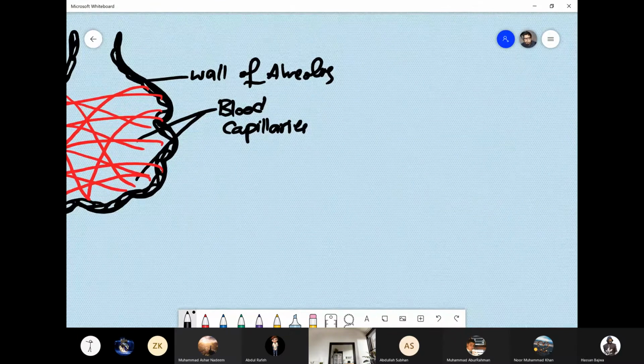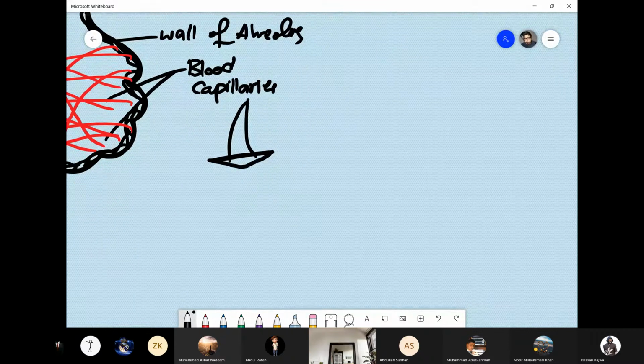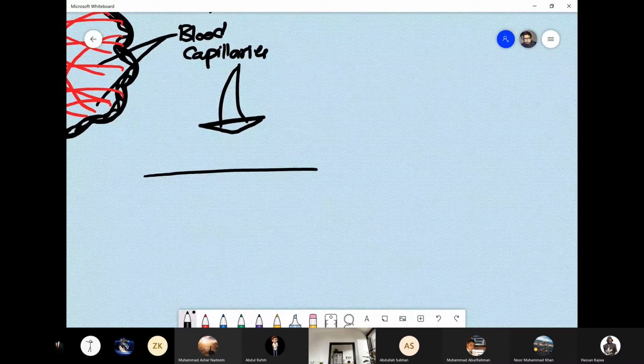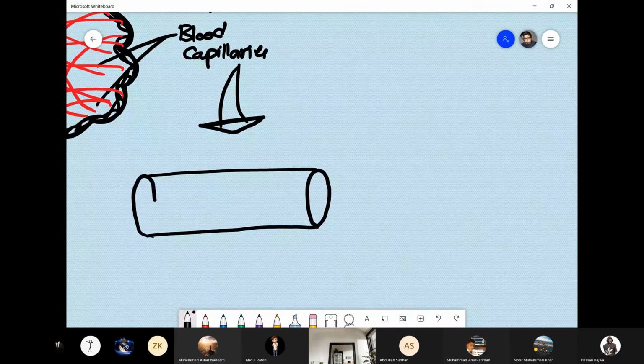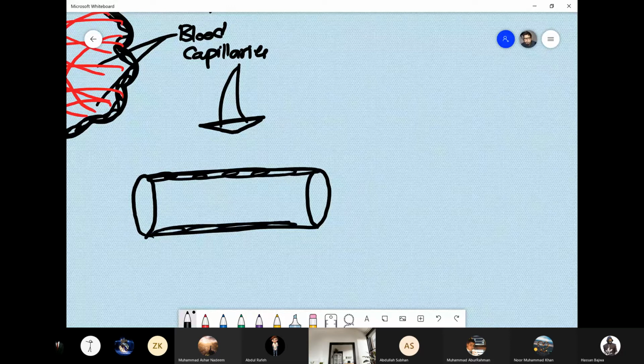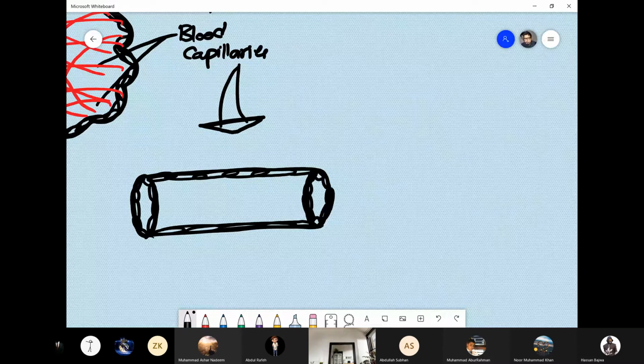Now, I have taught you in the circulatory system chapter that the blood capillaries are also just one cell thick. So if I draw the diagram of one blood capillary, even the blood capillaries are just one cell thick. It means that even the blood capillaries are microscopic. And another thing you have learned is that there are gaps in between the cells of the blood capillaries.